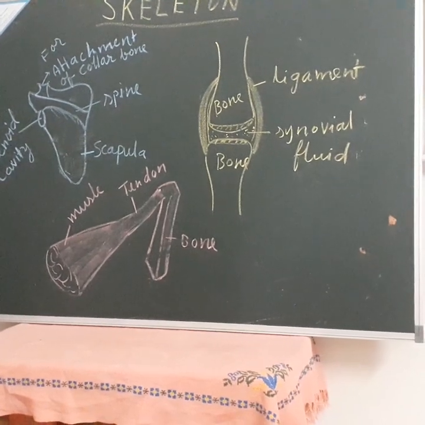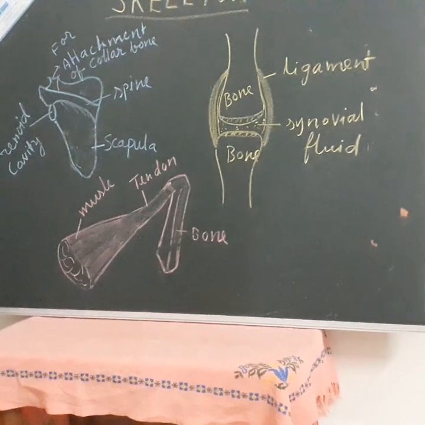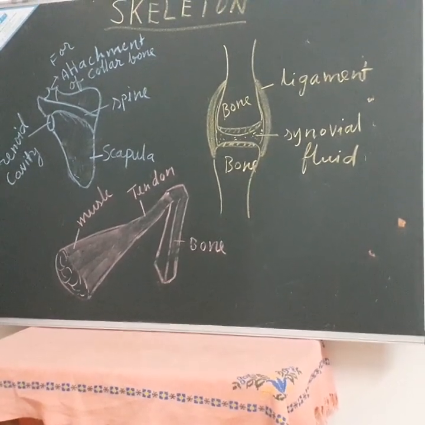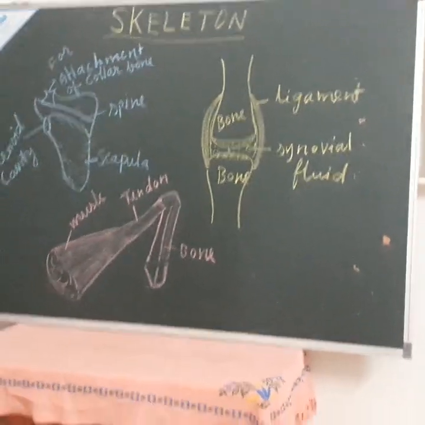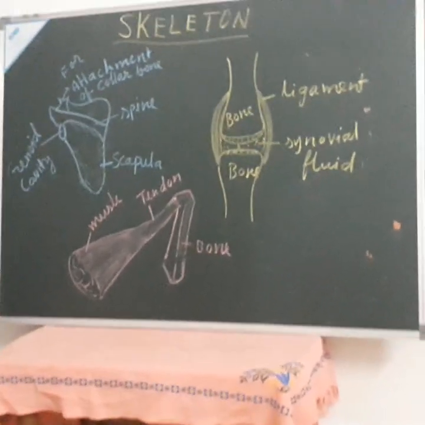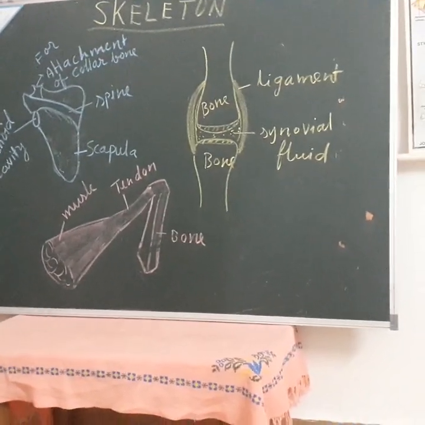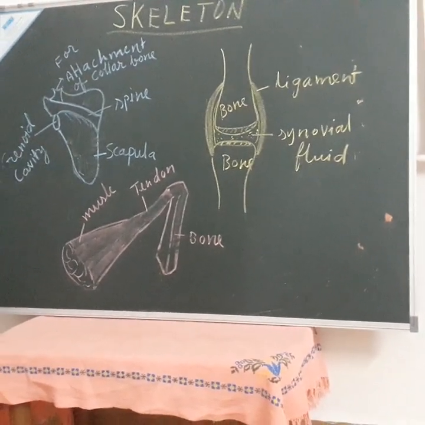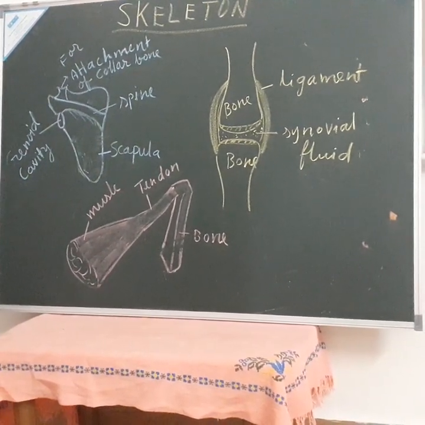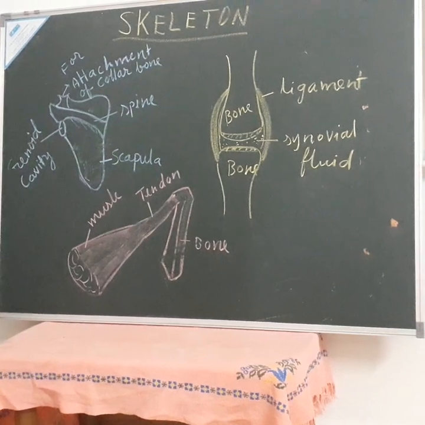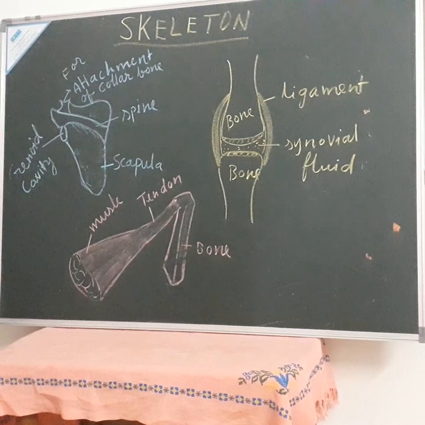We'll see the next, antagonistic muscles. A structure which has been moved by a muscle cannot return to its original position without the action of another muscle. Such muscles causing opposing movements are called antagonistic muscles. For example, biceps and triceps muscles.